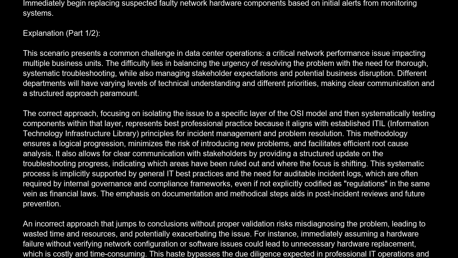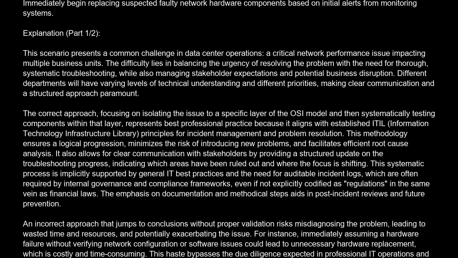The correct approach, focusing on isolating the issue to a specific layer of the OSI model, and then systematically testing components within that layer, represents best professional practice because it aligns with established ITIL, Information Technology Infrastructure Library, principles for incident management and problem resolution. This methodology ensures a logical progression, minimizes the risk of introducing new problems, and facilitates efficient root cause analysis. It also allows for clear communication with stakeholders by providing a structured update on the troubleshooting progress, indicating which areas have been ruled out and where the focus is shifting.